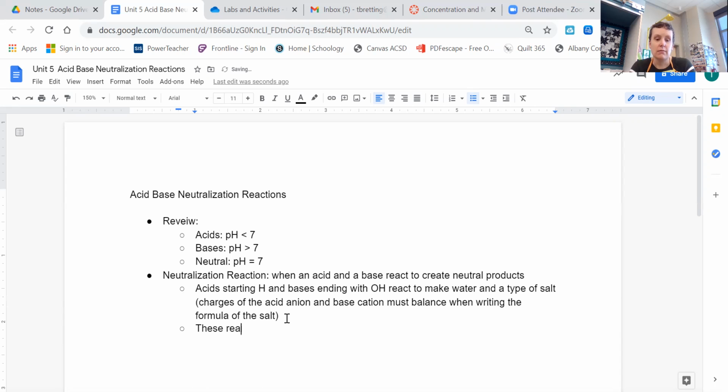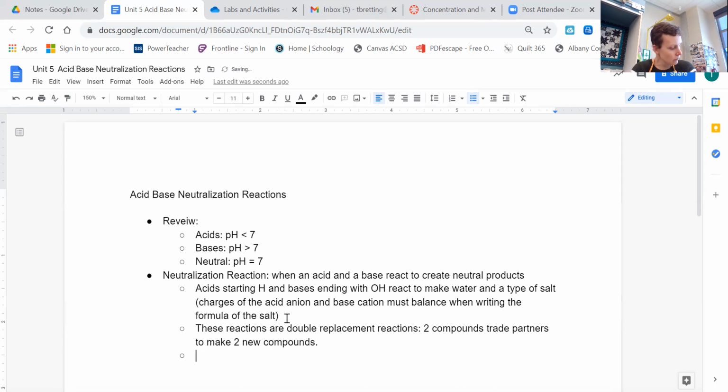These reactions are double replacement reactions. So we learned all of the types of reactions in our last unit. Acid-base reactions are double replacement reactions. They're just a special type of double replacement reaction. Remember, the definition of that is we have two compounds trade partners to make two new compounds. Okay, we are going to do some examples at the end, but just bear with me here.